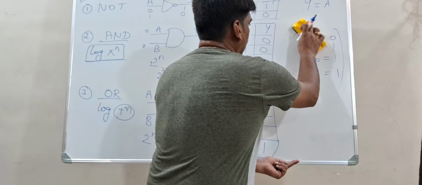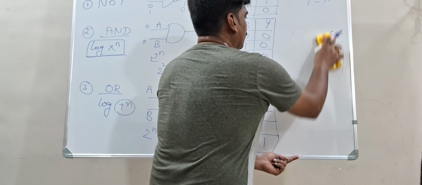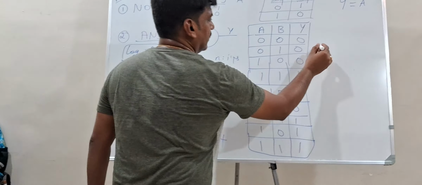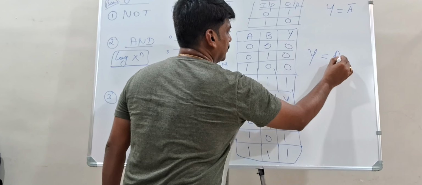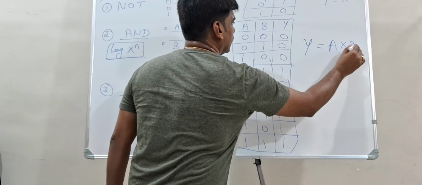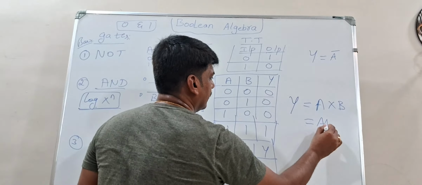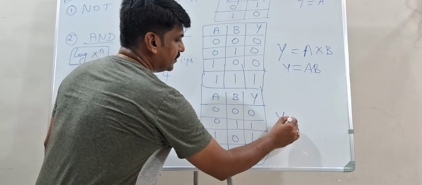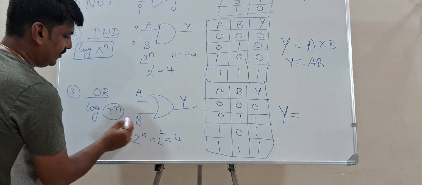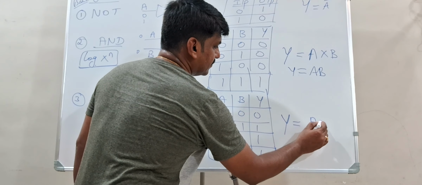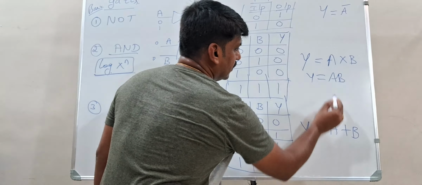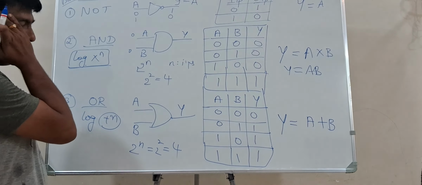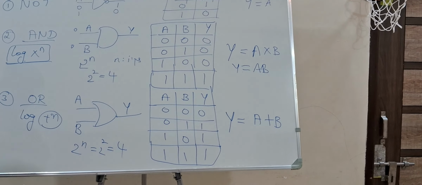Now we will see the logic equation. For the AND gate, what exactly are we doing? Two inputs, A multiplied with B. So simply we will write it as AB. Then what is the logic equation of the OR gate? We are doing A addition with B. So we will write it as A plus B. Here the multiplication symbol is there, here the addition symbol is there, right? So these are the three basic gates we have.